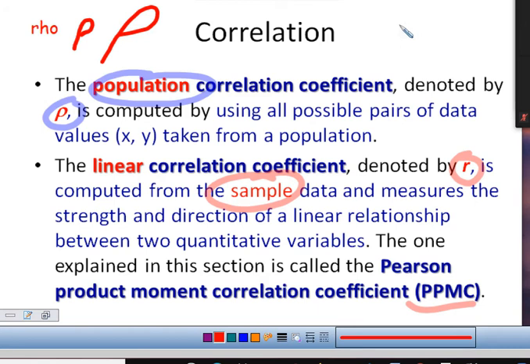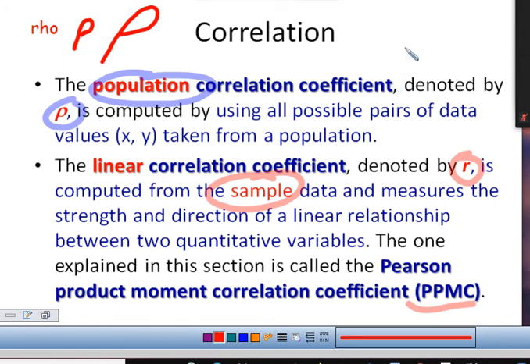Population correlation coefficient denoted by rho is computed by using all possible pairs of data values, x and y, taken from a population. The linear correlation coefficient denoted by r is computed from the sample data and measures the strength and direction of a linear relationship between two quantitative variables. The one explained in this statement is called the Pearson product moment correlation coefficient.